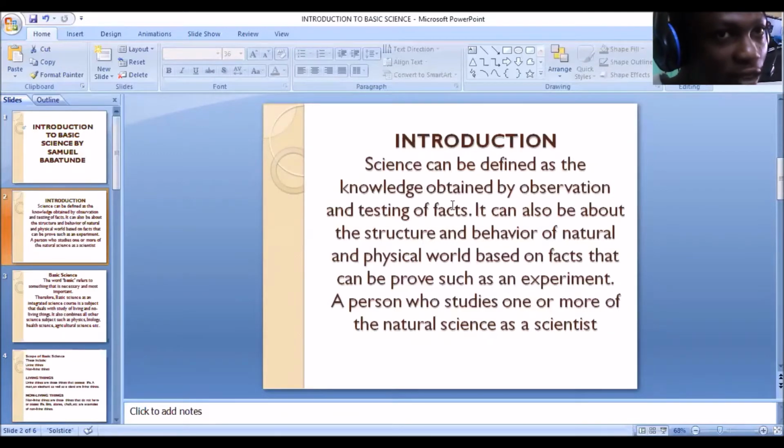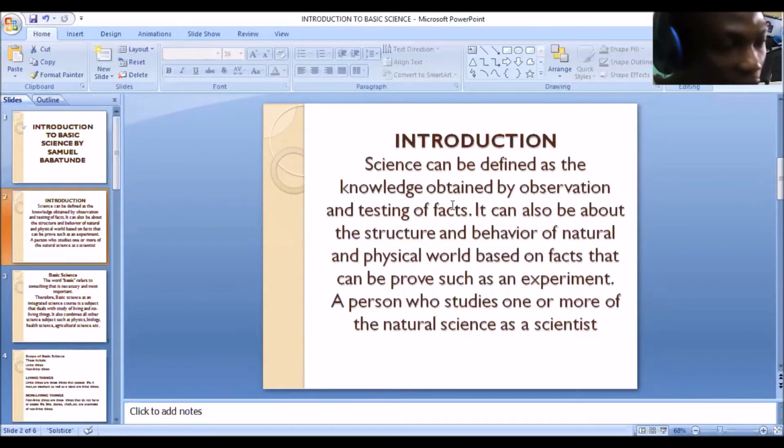It's an observation. Now, testing of facts is like asking what are the possibilities, what made it possible for this to float in water. That's the testing of the facts. So the combination of this observation and the testing of your facts make up science. That's why it's called the knowledge obtained by observation and testing of facts. You can't just come up one day and tell us something and expect us to believe without it being proved. That's science for you.